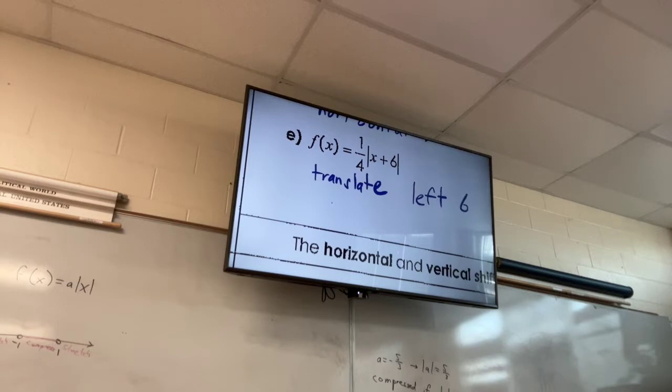And then what does the 1/4 do? You're on the right track for sure. It's going to either compress or stretch, right? Which one does it do here? The absolute value of 1/4 is less than 1, so it's a vertical compression. I'm going to get vertically compressed by 1/4. It's a compression because the absolute value of 1/4 is less than 1. That makes sense.